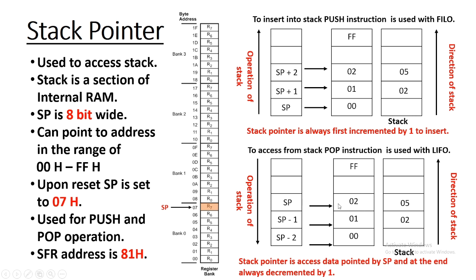So now the SP is pointing to location 02, which is the top of stack, and at this location 05 is stored. Suppose when you execute the pop instruction, data is read, data is retrieved, and then SP is decremented by 1, pointing to the next lower address, which is 01. So now the top of stack is 01 and at this location 02 is stored.